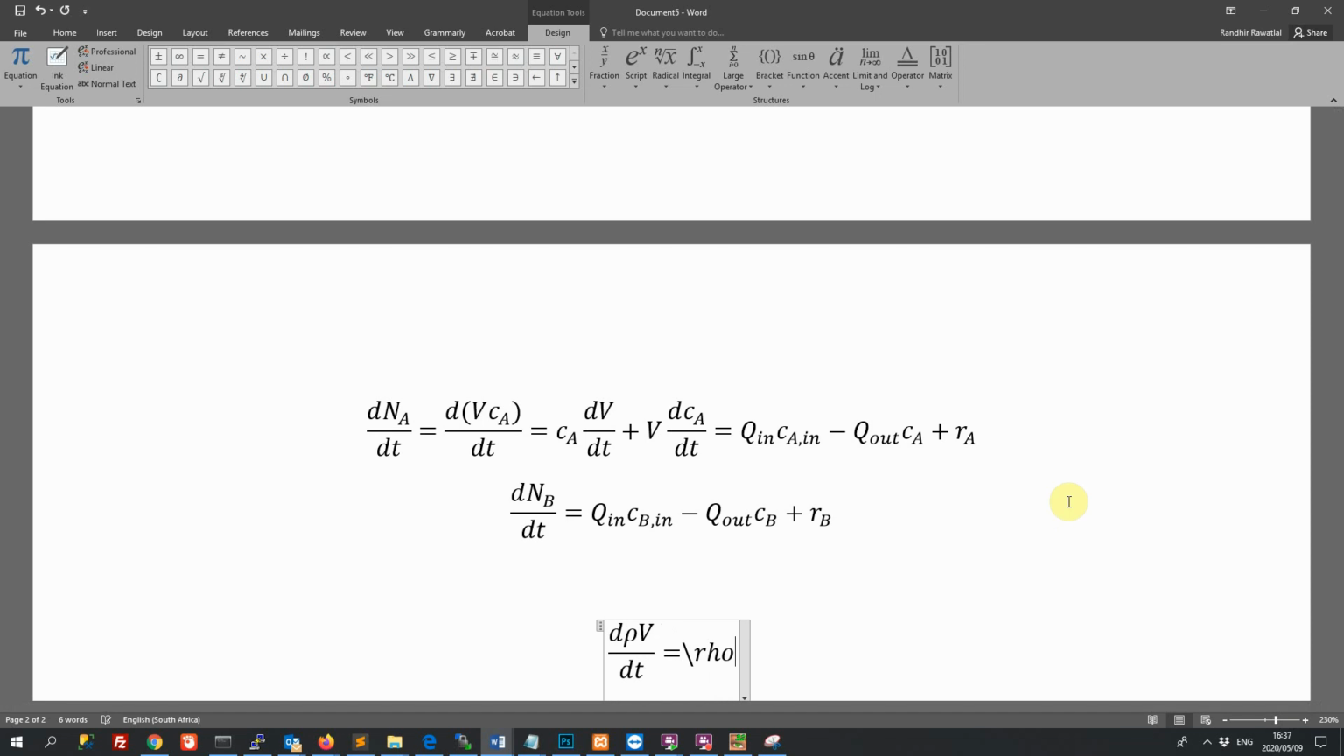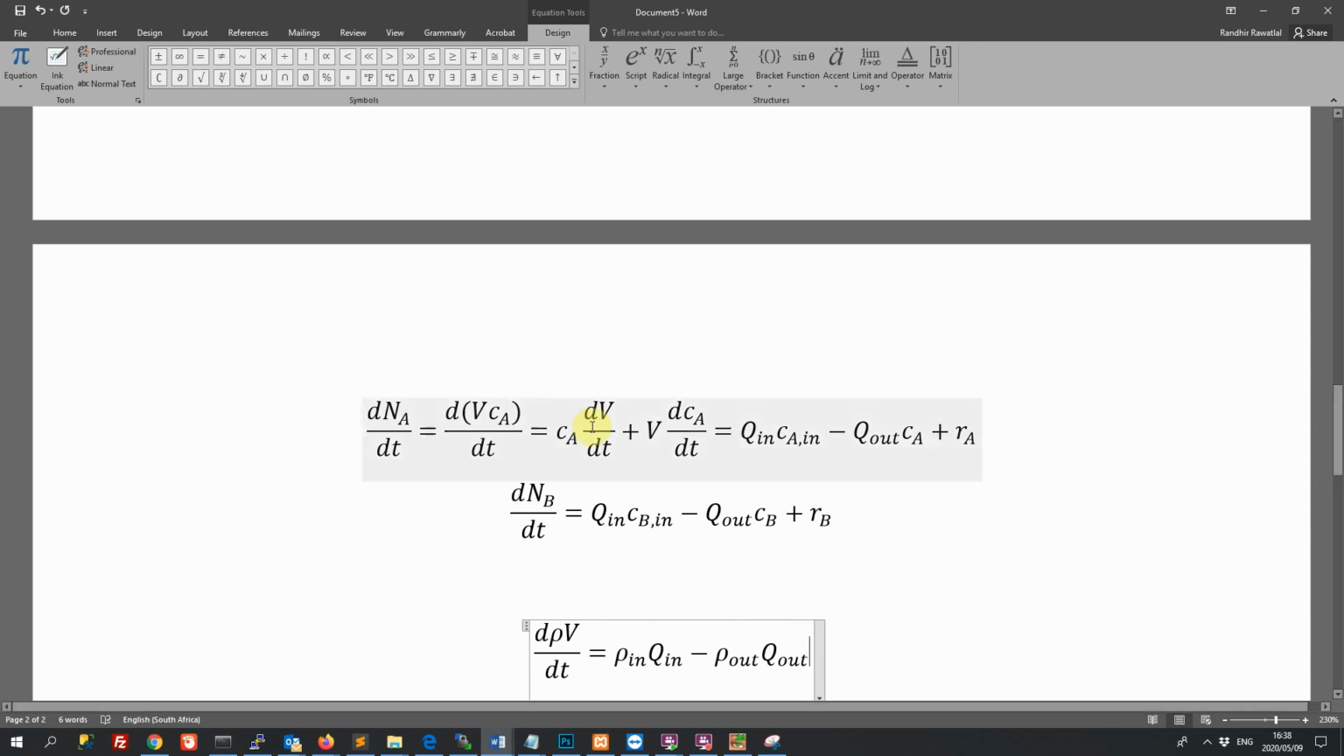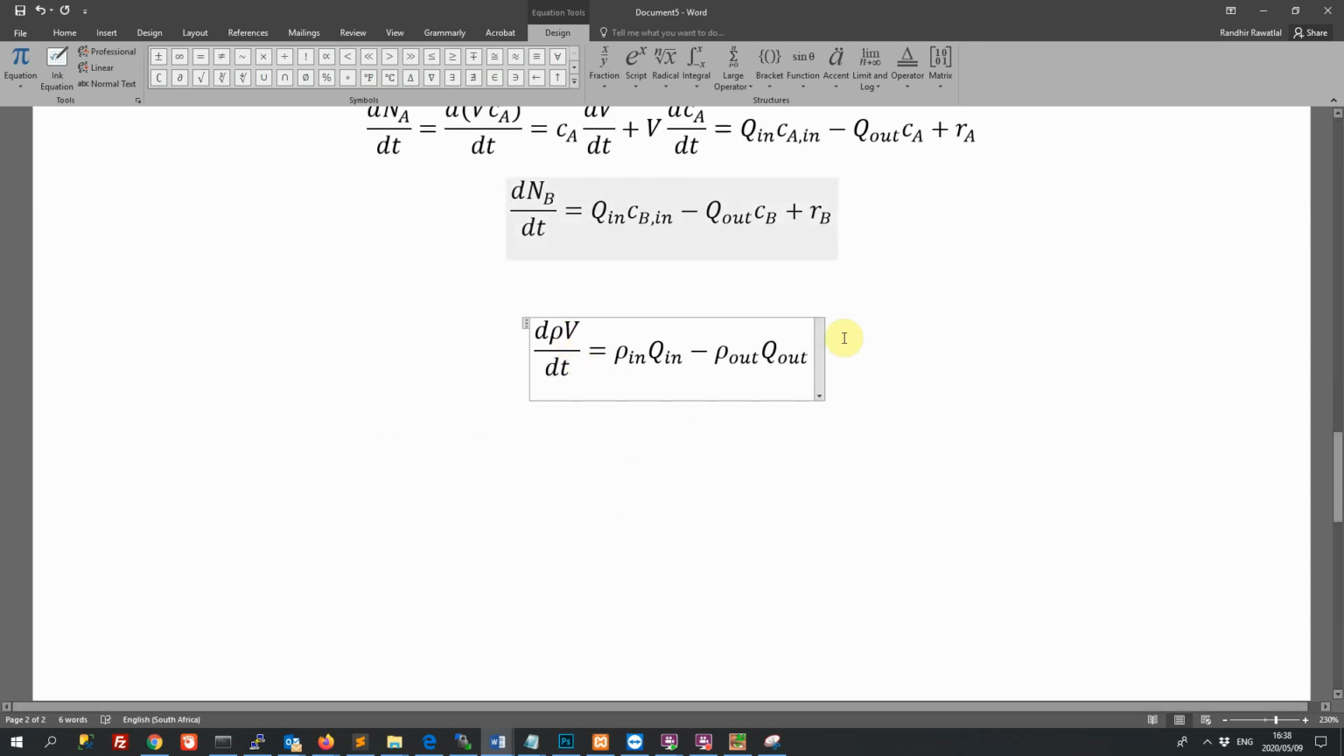So that's rho in Q in minus rho out Q out. Right, so this is the total mass balance across that reactor.